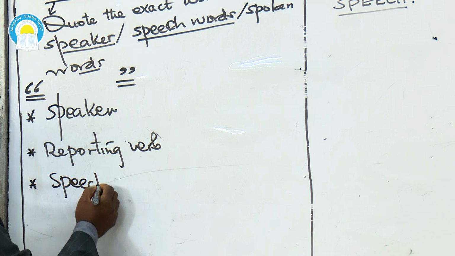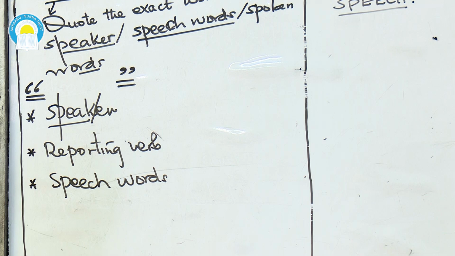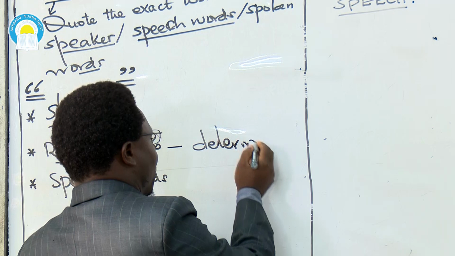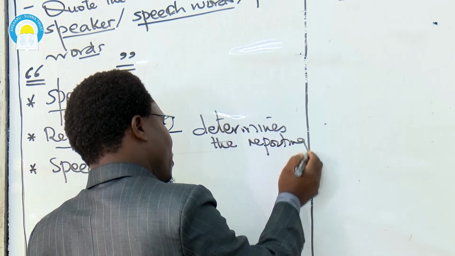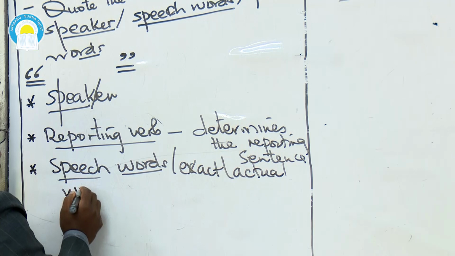The speaker comes from the word speak. This is the person giving a remark. The reporting verb determines the reporting sentence. And the speech words are the exact words, the actual words the speaker puts across.